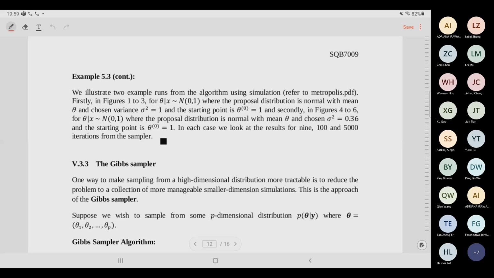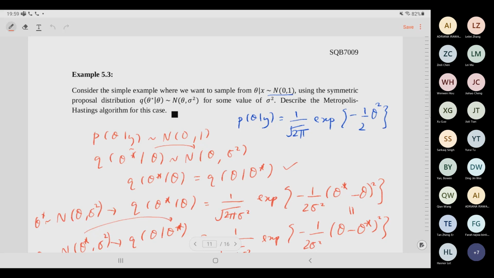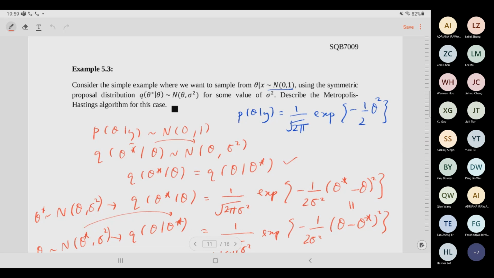right? And so if you open the Metropolis-Hastings example, which is a different file, you can see that we have figures 1 to 6. The figures 1 to 3 are when the mean is theta and the variance is sigma square. So in the example, we assume that the variance sigma square is a fixed value. Theta is random, it's your proposal, but your sigma square is fixed, so you have to give a value to sigma square.